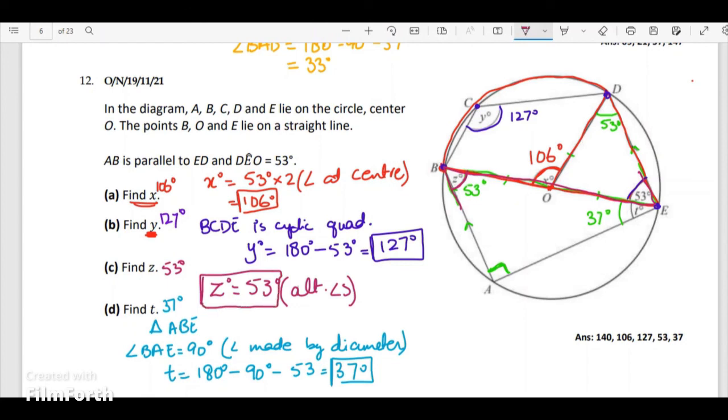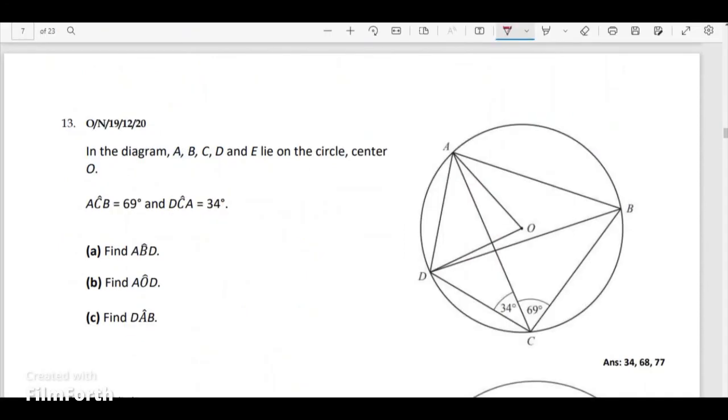Okay, there you go. 4 parts done. Next up, we have question number 13. In the diagram, A, B, C, D and E lie on the circle center O. ACB equals 69 degrees and DCA equals 34 degrees. Find ABD, find AOD, and find DAB.